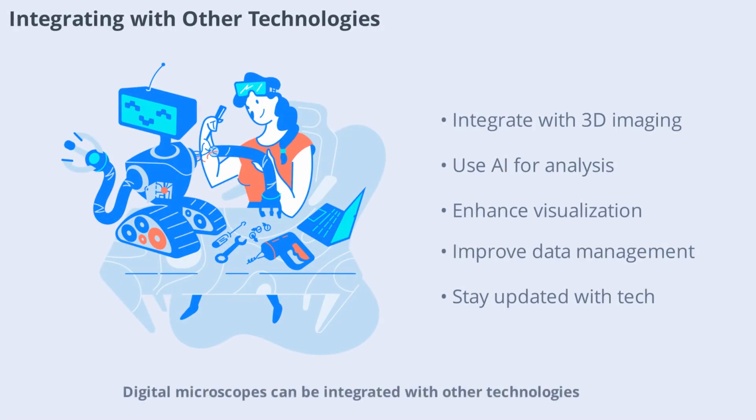Digital microscopes can be integrated with other technologies, such as 3D imaging, artificial intelligence, and data analytics. These integrations enhance capabilities, allowing for automated analysis, advanced visualization, and improved data management. For example, AI can help identify patterns or classify specimens, while 3D imaging provides a more complete view of complex structures. Staying updated with technological advancements ensures you get the most out of your digital microscope.